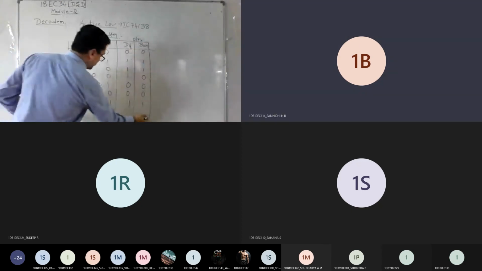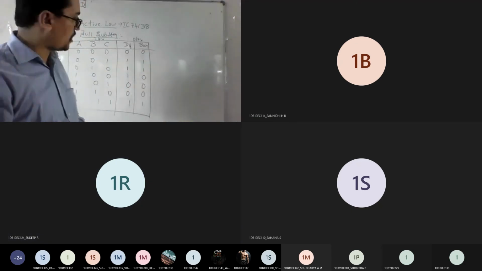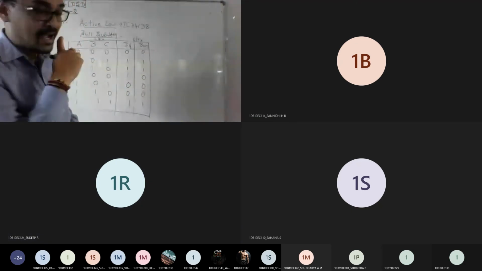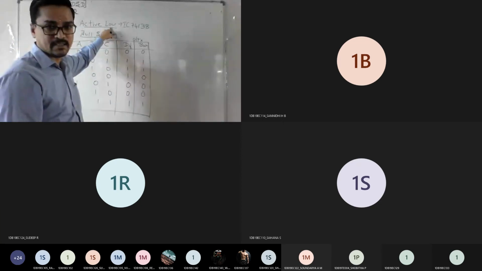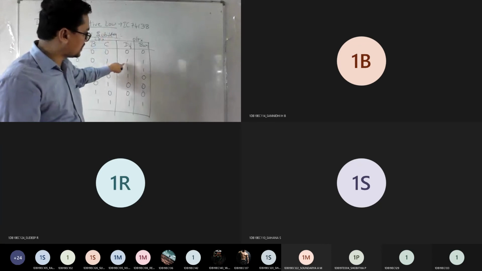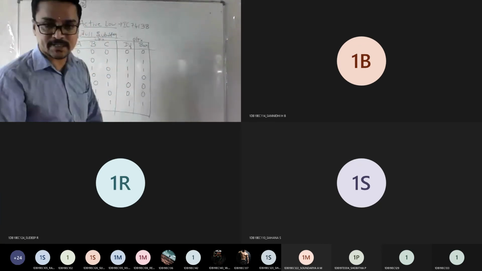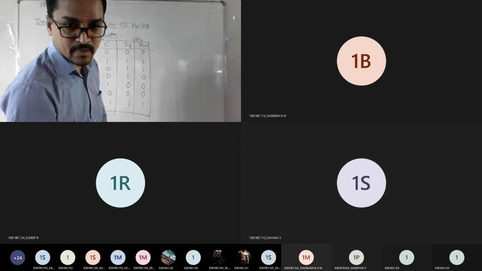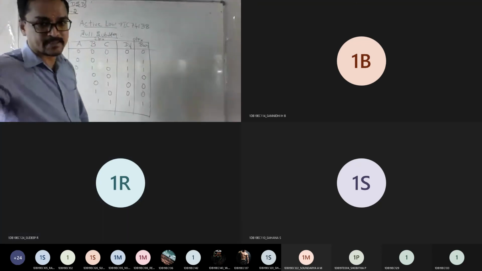Now what do you want? You need to plot for active low logic, correct? So we'll pick the number of ones and connect to which gate? NAND gate, correct? So this is the logic we have followed.